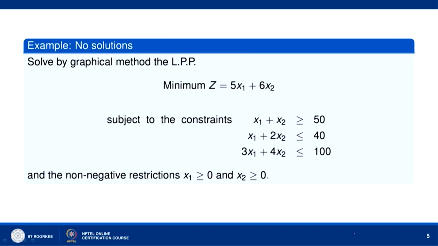Now, solve by graphical method the LPP, this one. Let us take this case now, z equal to 5 x 1 plus 6 x 2, and there are these constraints, and the non-negative restrictions again are x 1, x 2 greater than or equal to 0 each.